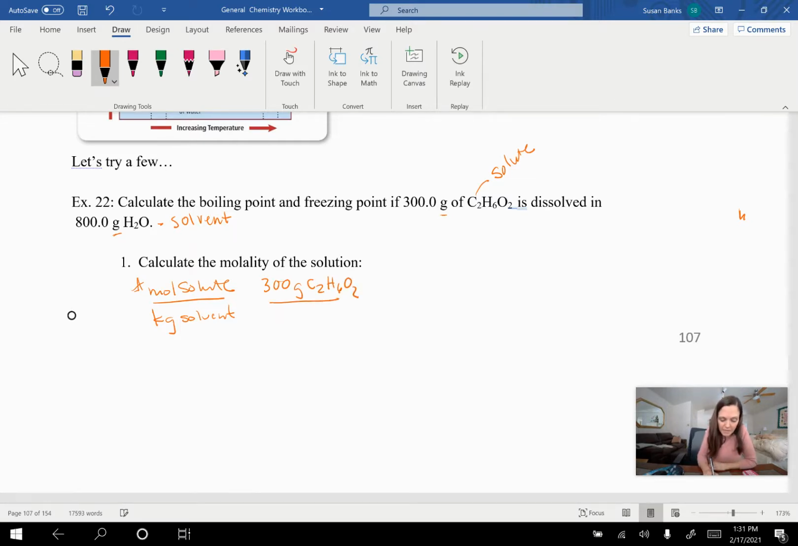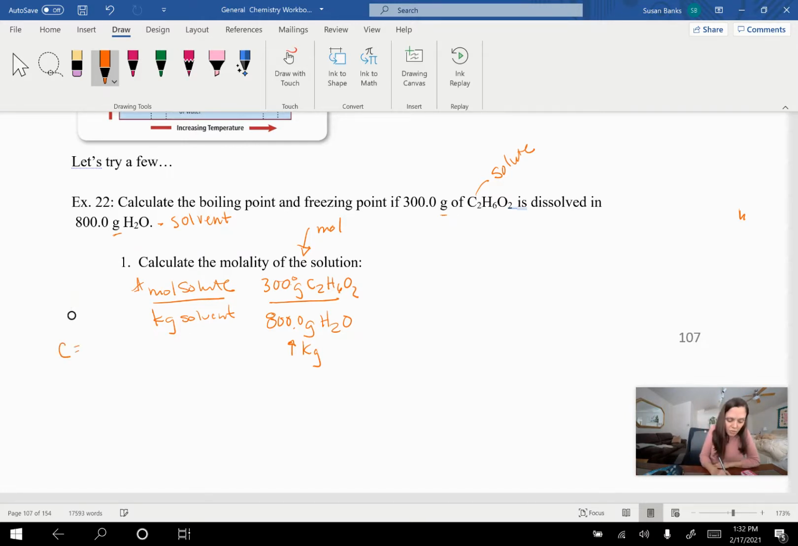And I'm going to put the 800 grams. Let's see, I have 0.8 kilograms of water on the bottom. Now I need to get this top into moles, and I can do that by using the molar mass. And I need to get this bottom into kilograms. So let's work on getting our molar mass of ethanol really quick.